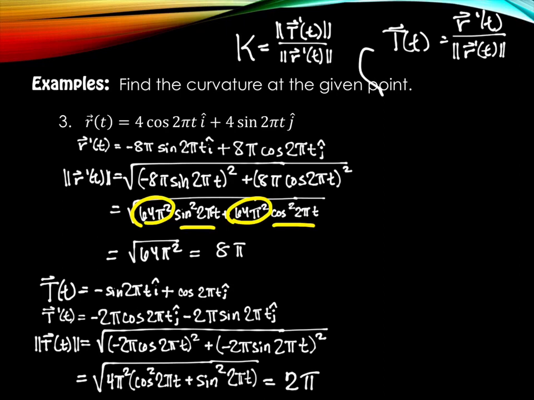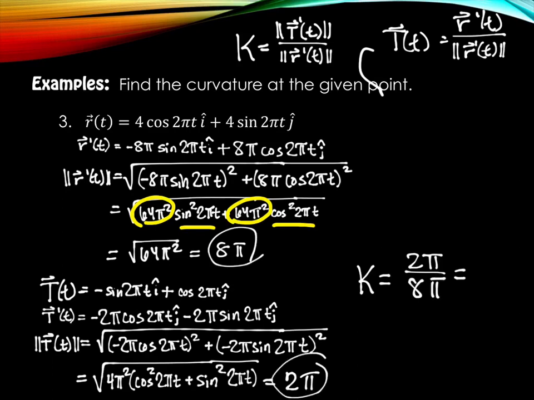And curvature is actually going to be very nice. The curvature should be the T prime magnitude that I just found, so that's 2 pi, over the magnitude of r prime, which I found up here, 8 pi. And that will end up giving me 1/4.